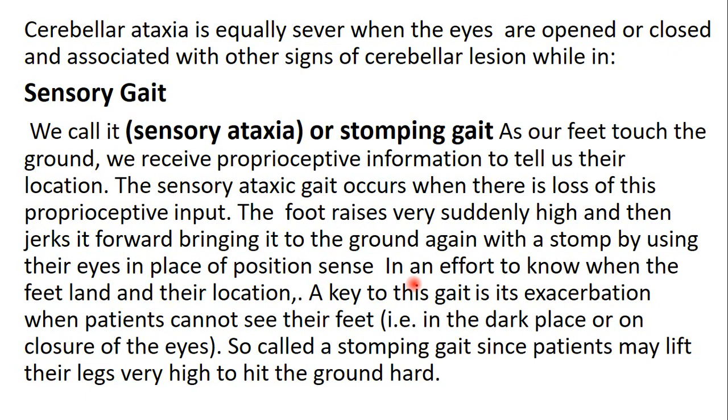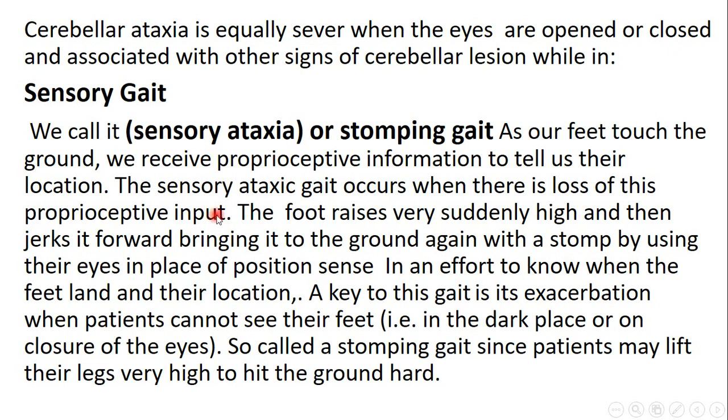Cerebellar ataxia is equally severe when the eyes are opened or closed, unlike sensory ataxia, which we also call the stomping or stamping gait. Stomp means to tread heavily. As our feet touch the ground, we receive proprioceptive information to tell us their location. The sensory ataxic gait occurs when there is loss of this proprioceptive input.